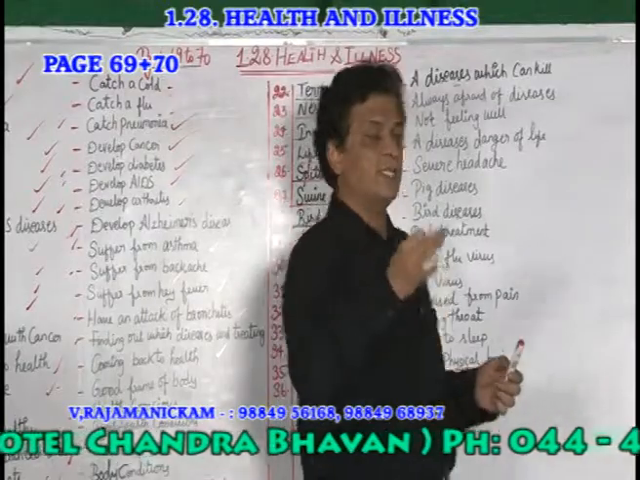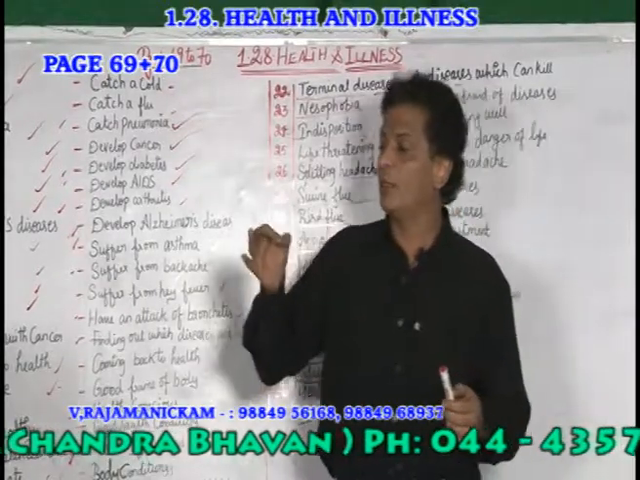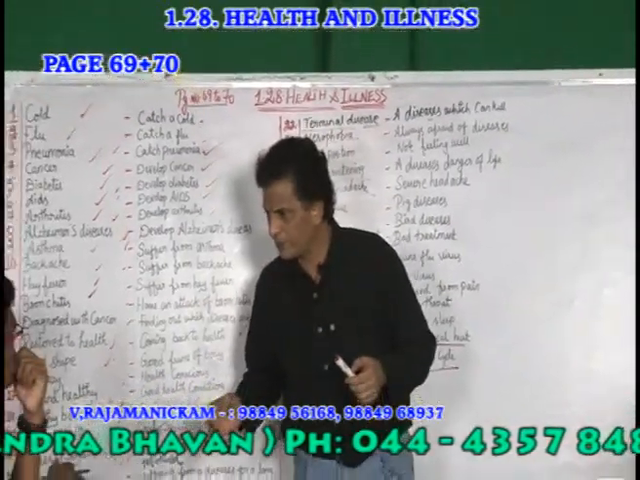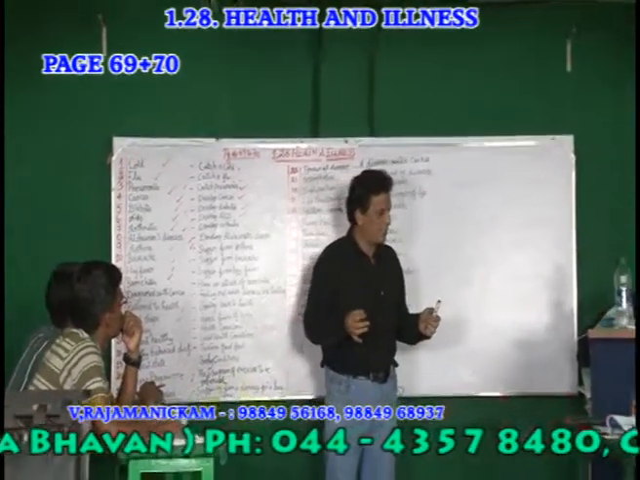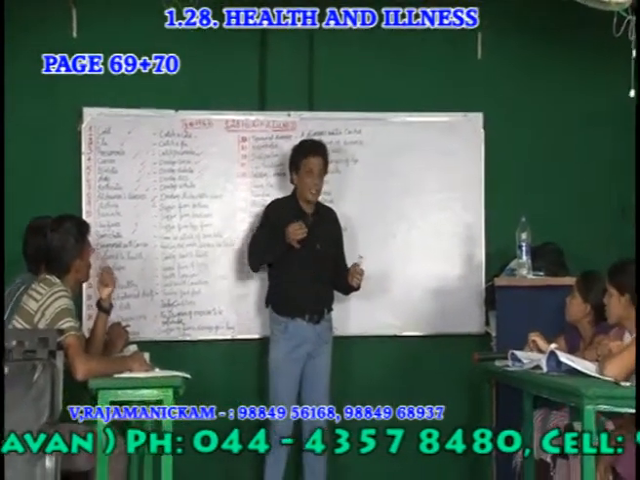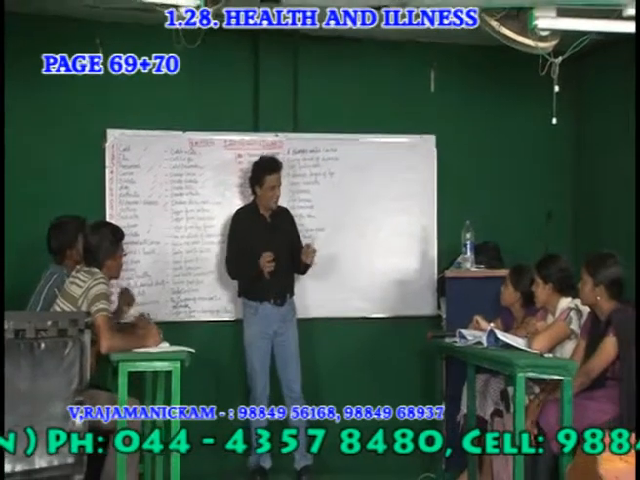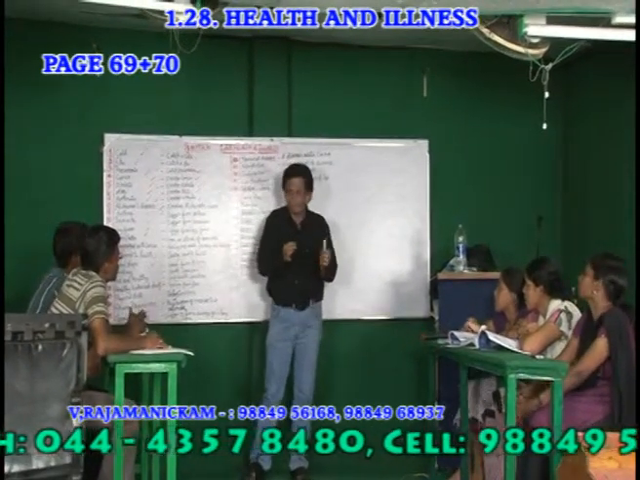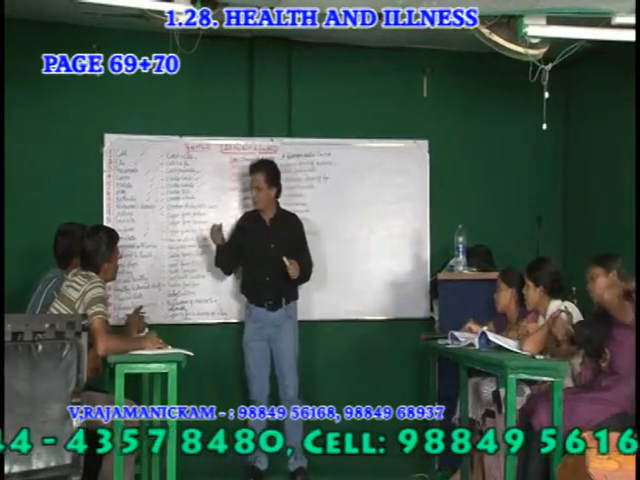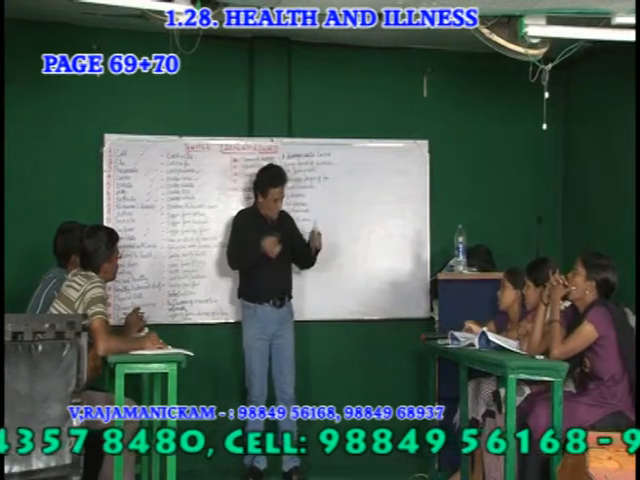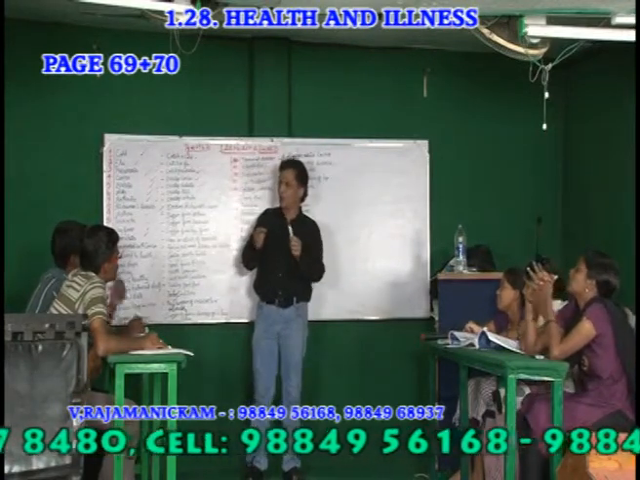Generally, what is the lifespan for a human being? Could you tell me? How long does he live? 100 years. 100 years is the lifespan for human beings. Elephant, how many years can it live? Exactly 100 years. The man and elephant are almost the same.